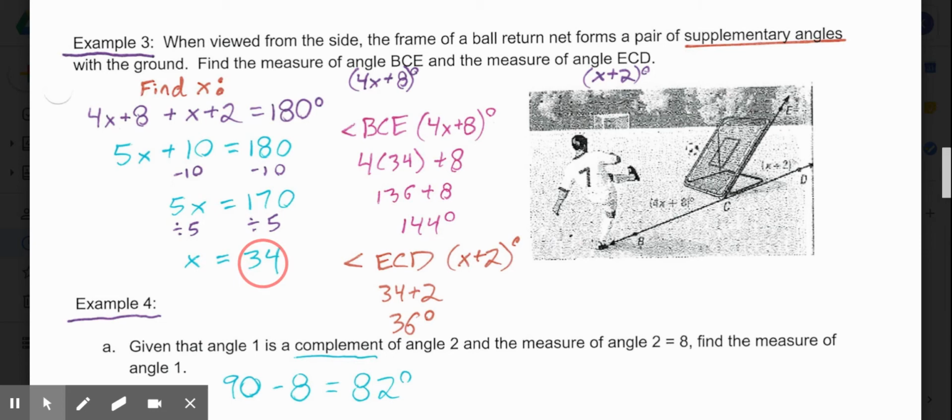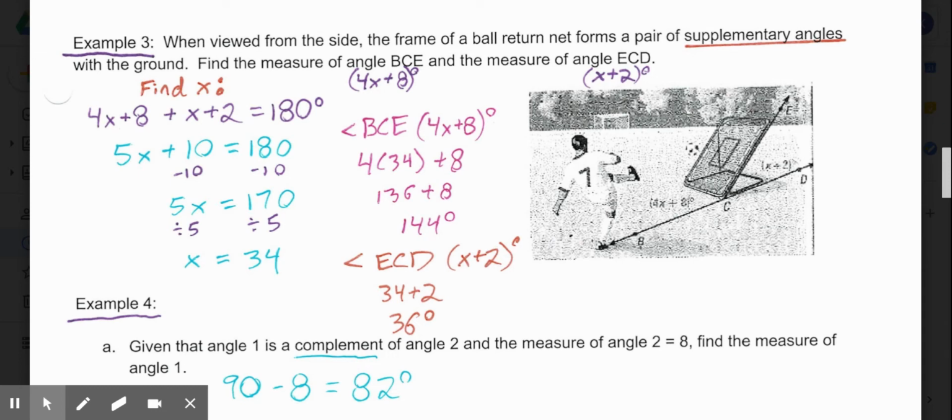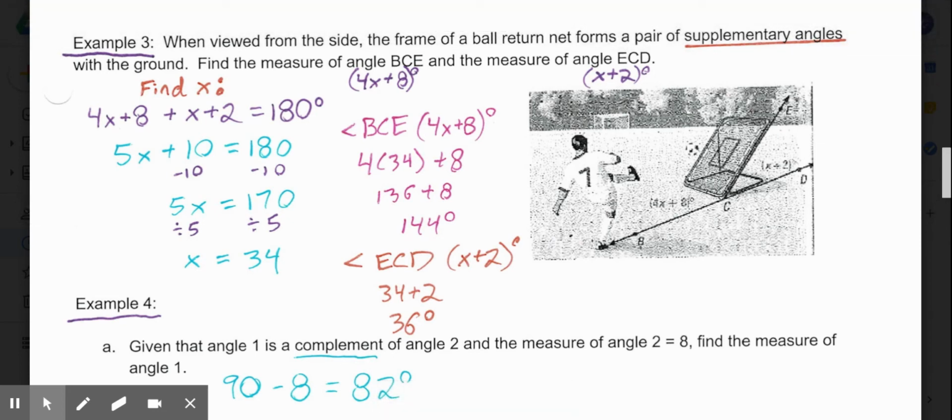We can substitute 34 into both expressions to get their angle measures. Angle BCE was 4x plus 8, so that becomes 4 times 34 plus 8, 136 plus 8, or 144 degrees. And then angle ECD was x plus 2, so 34 plus 2 is 36 degrees. And then our 36 degrees plus 144 equal 180, so we're good to go.